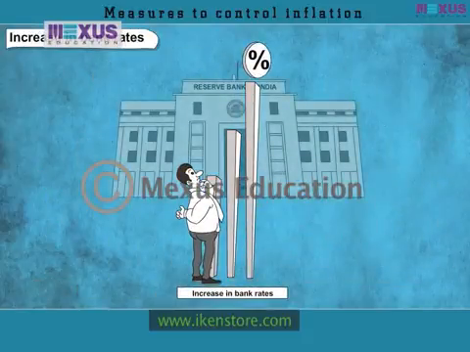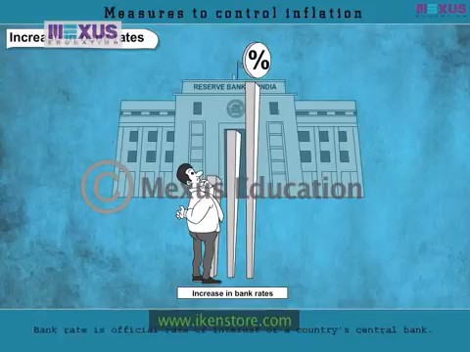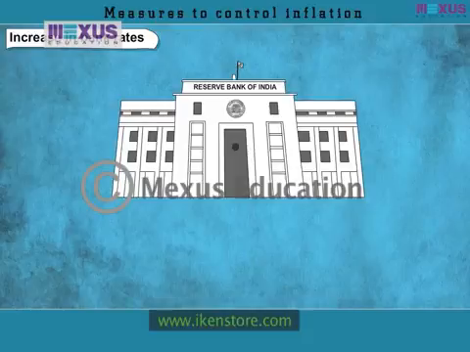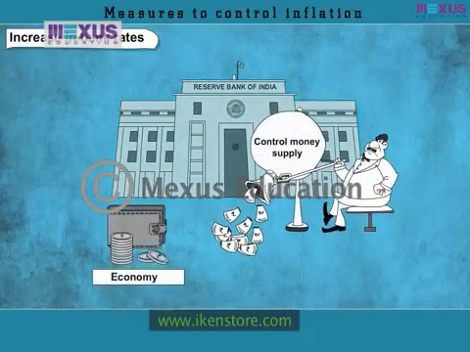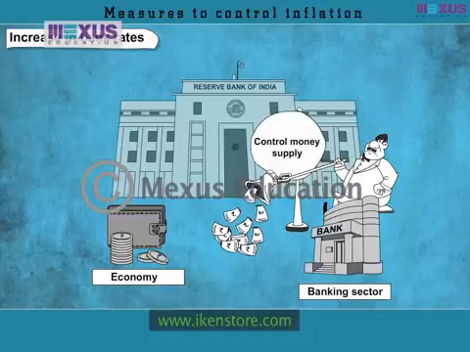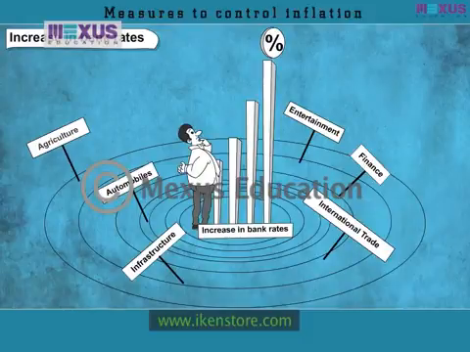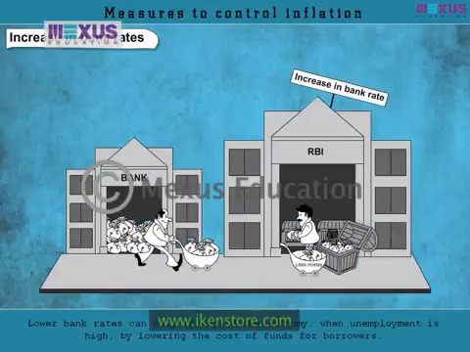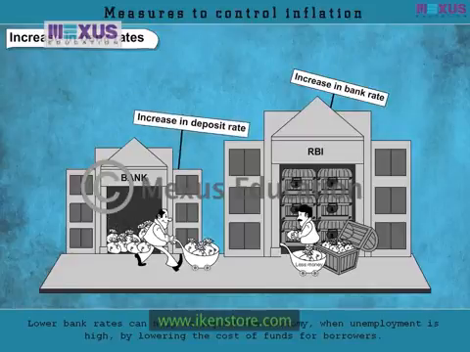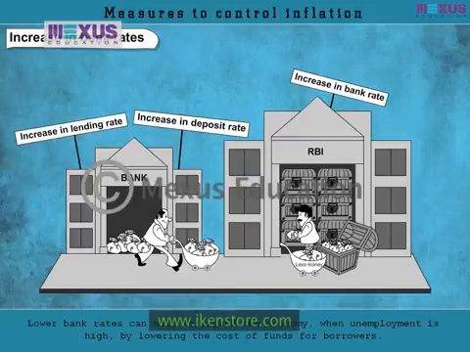Increase in bank rates. Bank rate is the interest rate at which a nation's central bank lends money to domestic banks. This is typically done to control money supply in the economy and the banking sector. A fluctuation in bank rates triggers a ripple effect as it impacts every sphere of a country's economy. Any upward revision in bank rate by central bank is an indication that banks should also increase deposit rates as well as base rate or benchmark prime lending rate.